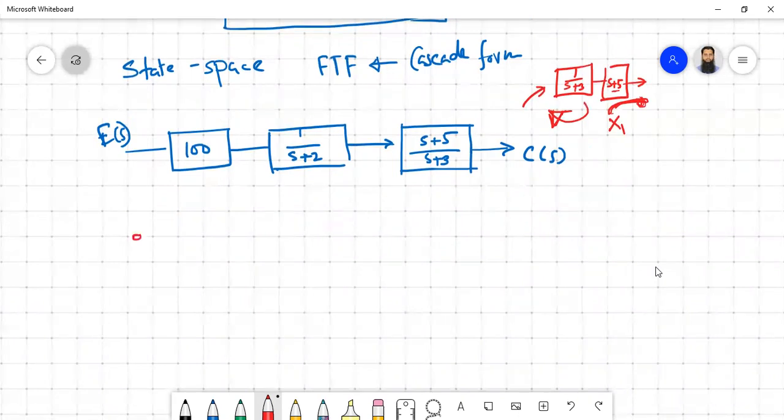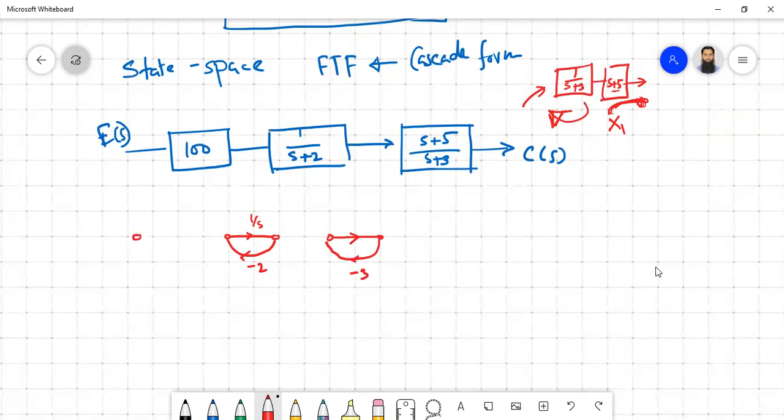So E1, then we have a gain multiplied. Then we have one integrator, 1 by s, and the feedback is -2. Similarly, the second one is also another integrator, and it goes to -3. And what about this s plus 5?